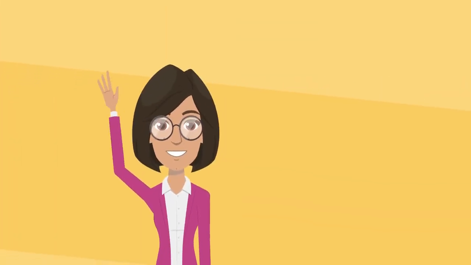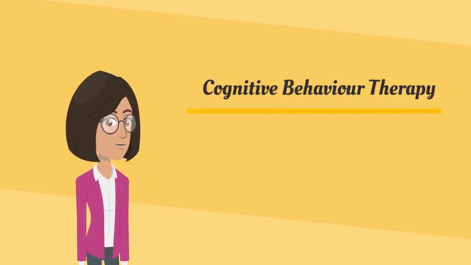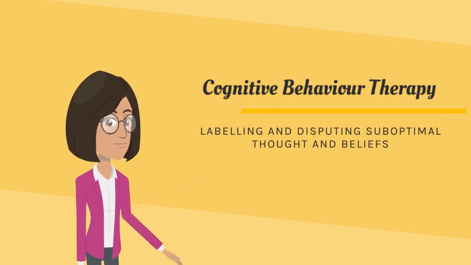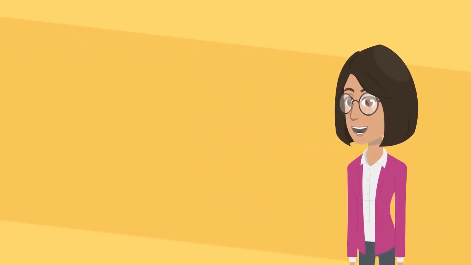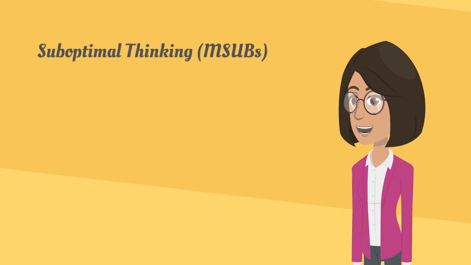This is why I bring to you a self-management tool to help deal with this: cognitive behavior therapy. This involves two techniques: labeling and disputing suboptimal thoughts. What is labeling and disputing unhelpful thoughts? Let's start with suboptimal thinking, shown here as M-subs.